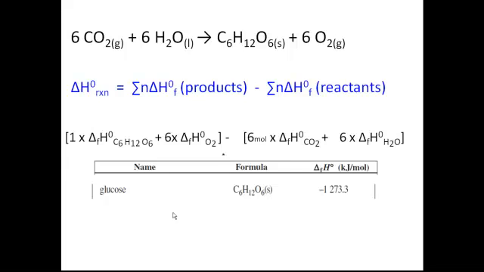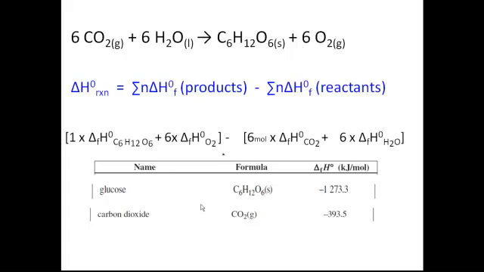Next species is oxygen. Now, when I look in my data table, I can't find oxygen. That's because it's in its elemental state. So the heat of formation for oxygen is 0. It's not in the data table. Next species is carbon dioxide gas. So I find my carbon dioxide, the formula is CO2 gas, so the state's good. Heat of formation, negative 393.5.